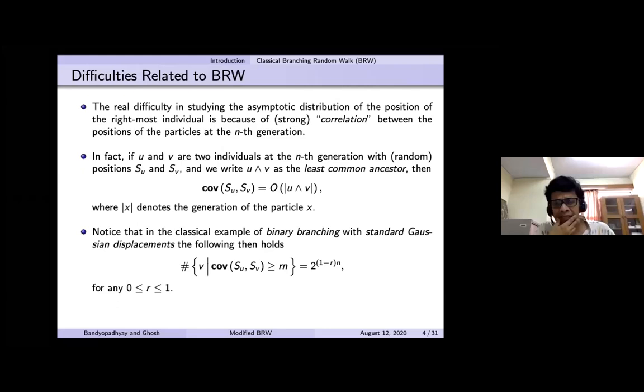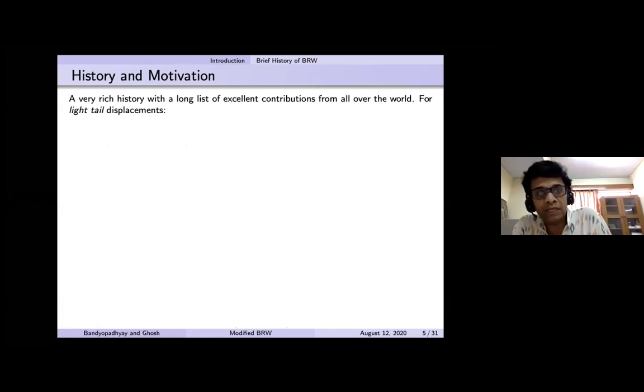This has been of active interest in recent days, and branching random walk is a very good prototype example of such a thing. Again, the reason is that because of the tree structure, the paths between two particles must go through the least common ancestor. Now here is a schematic of the history, which is fairly extensive.